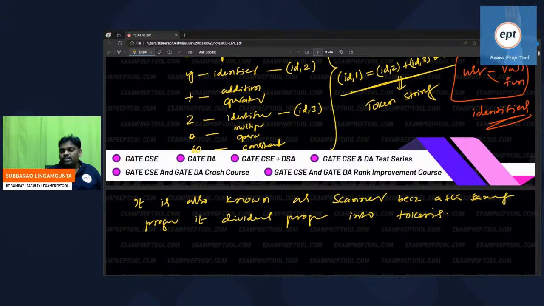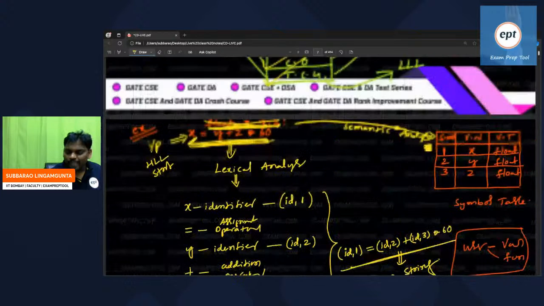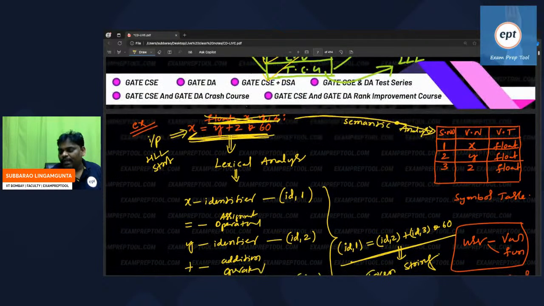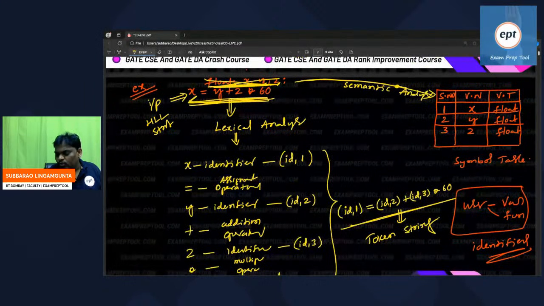Someone mentioned tokenizer. Yes, for the lexical analyzer, one name is scanner, and one more name is tokenizer. It converts a high-level language program into tokens, or a token string, or a token program. So the lexical analyzer's other names are scanner or tokenizer.